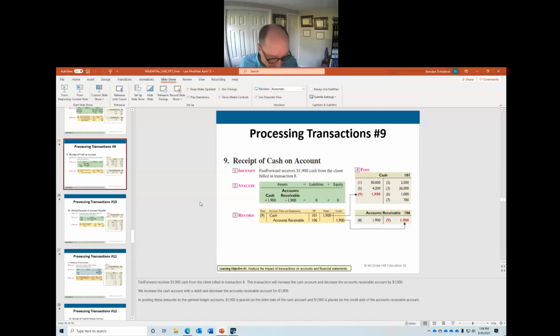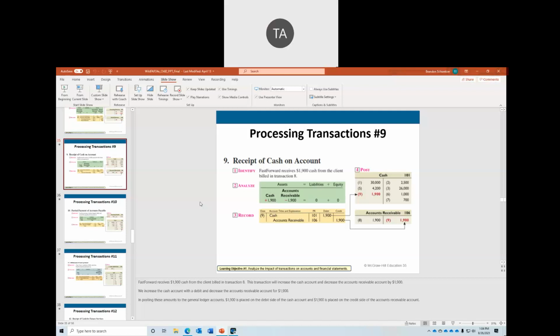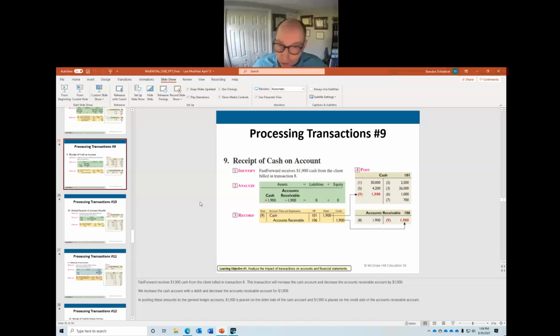Okay, so let me rewind. If I sold it for cash, I would debit cash and credit sales revenue. If I sold it on account, I would debit accounts receivable, right?